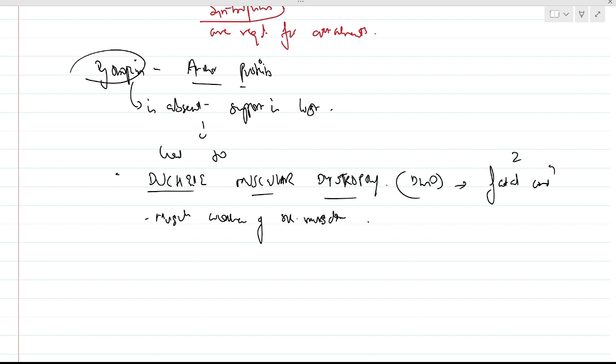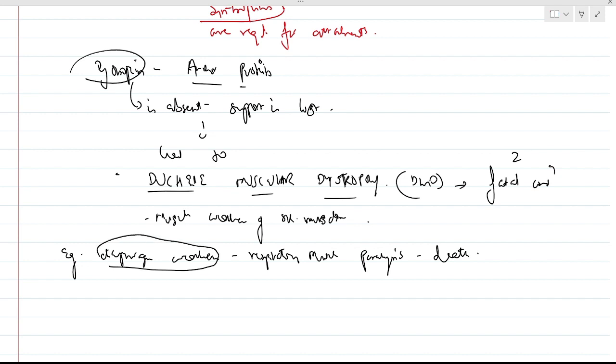For example, there is diaphragm weakness, the main respiratory muscle. There is respiratory muscle paralysis, which is one of the causes for death. Duchenne muscular dystrophy is due to absence of dystrophin. Diaphragm muscle weakness or respiratory muscle paralysis will lead to death. So that's why it's a fatal condition.